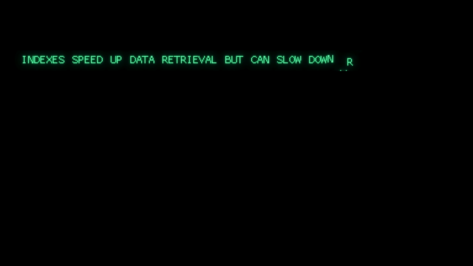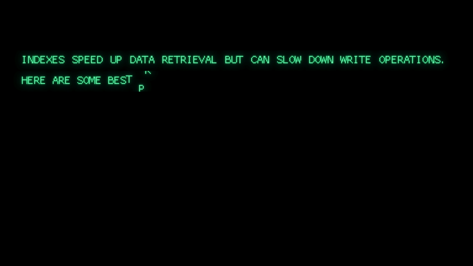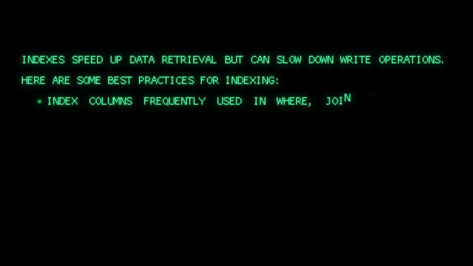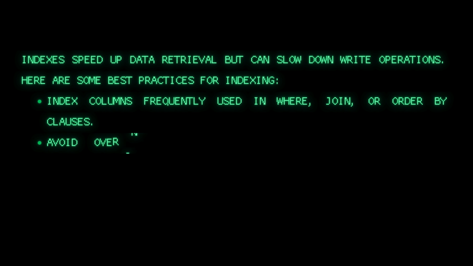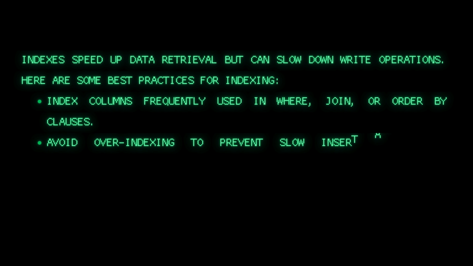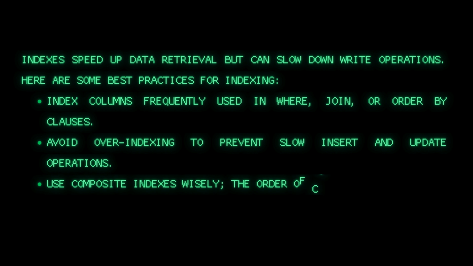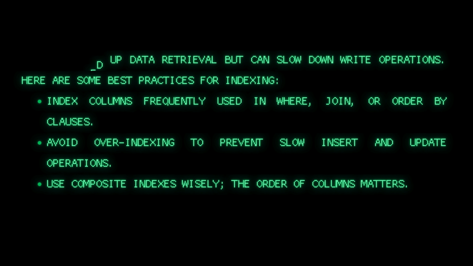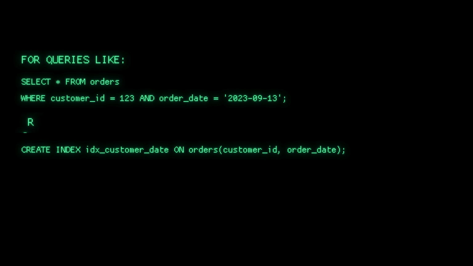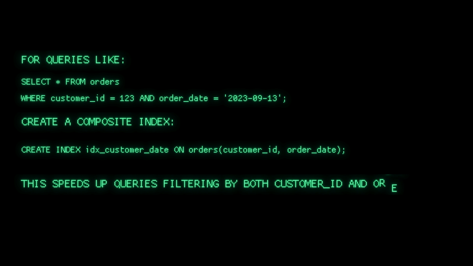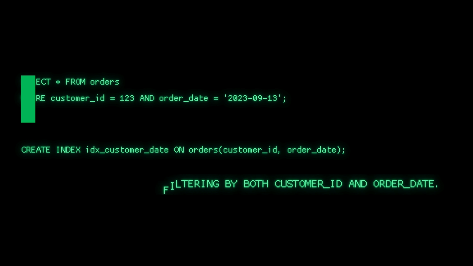Indexes speed up data retrieval, but can slow down write operations. Here are some best practices for indexing. Index columns frequently used in WHERE, JOIN, or ORDER BY clauses. Avoid over-indexing to prevent slow insert and update operations. Use composite indexes wisely. The order of columns matters. For queries like the following, create a composite index. This speeds up queries filtering by both customer ID and order date.